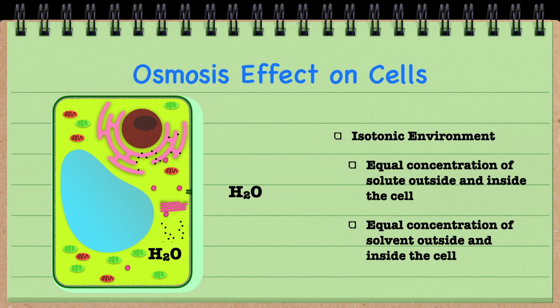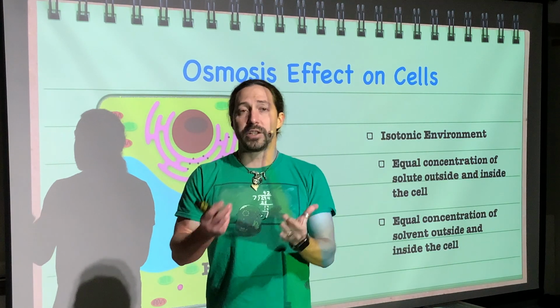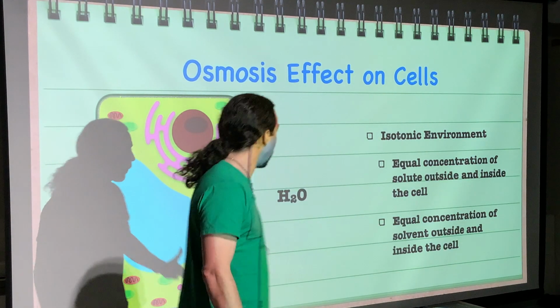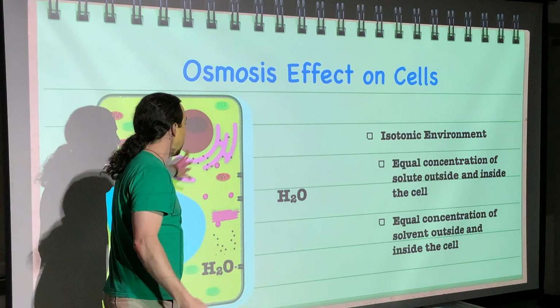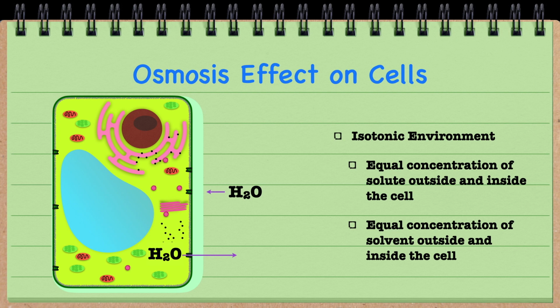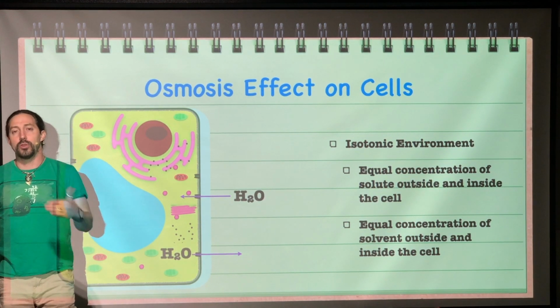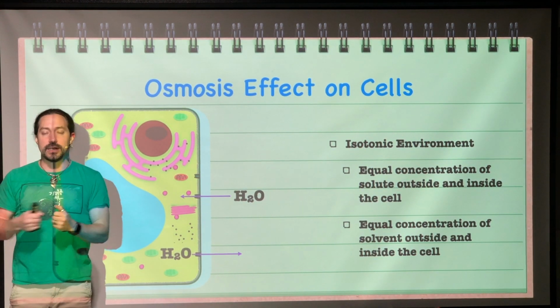Now, plant cells are a little bit different because plant cells have a cell wall. And that cell wall is going to change things a little bit. First thing is, if it's in an isotonic environment, well, water is going to move equally inward and outward, same as what it was for the animal cell. It's a dynamic equilibrium. There's an equal amount of solvent concentration both outside and inside the cell, and so that means that we are going to have water move equally out and into the cell.